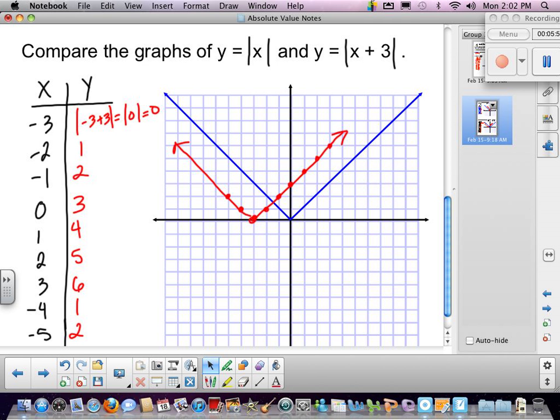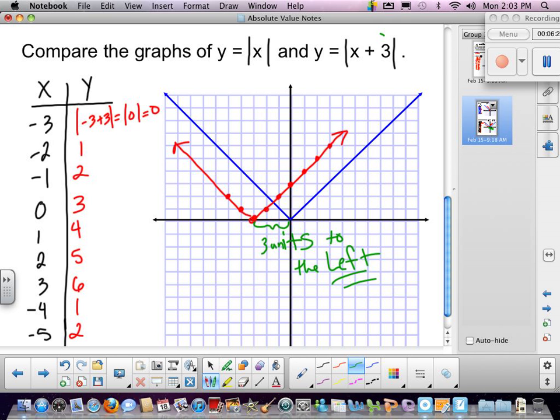And if you compare that, how did it go from the blue line to the line in red? How did the graph change from the blue to the red? Well, we shifted over 3 units. And that is 3 units to the left. So if we have +3 in here, 3 units left. So if we had -3 instead, then I would expect it to shift 3 units to the right.